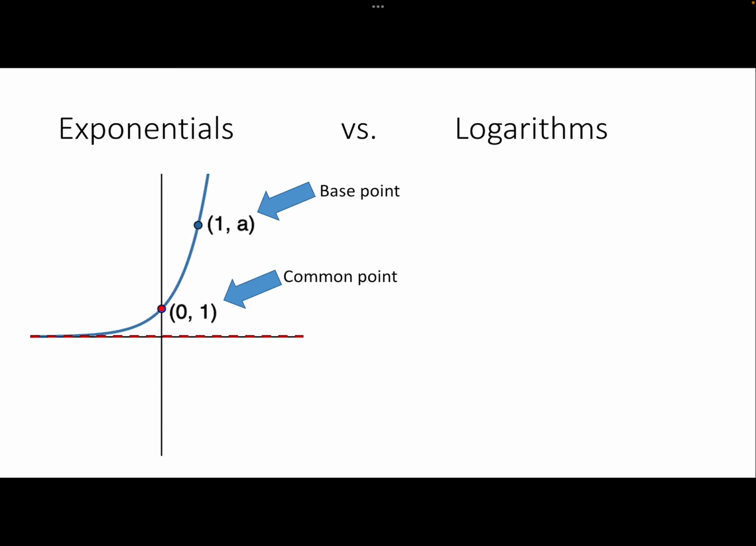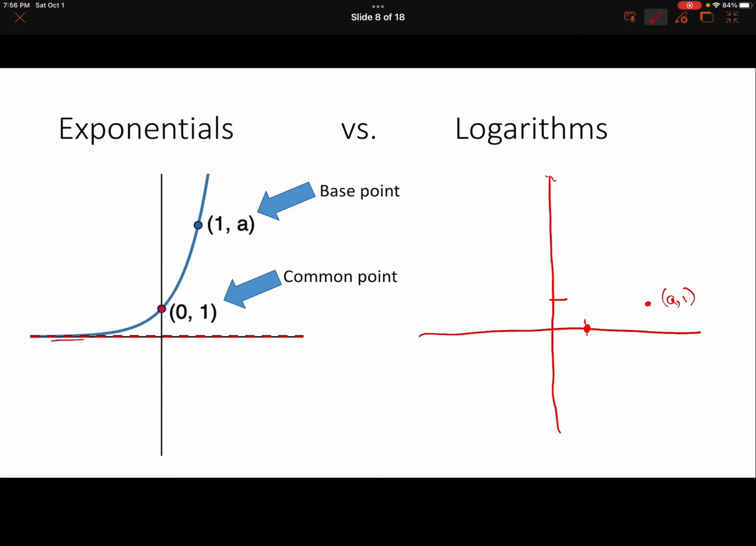So what would a logarithm look like? Well, since these are inverses of each other, if we were to sketch the logarithmic graph, we should be able to reverse points. So our 0, 1 should become a common point of 1, 0. And our base point of 1, a should be a, 1. And our asymptote that was the x-axis should now become the y-axis, and so we should have a graph that looks similar to this.